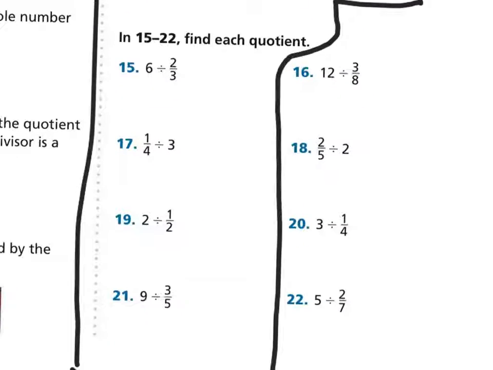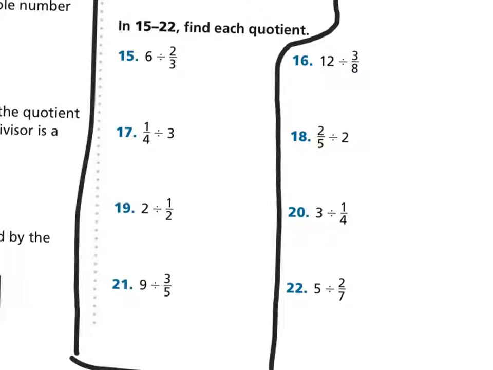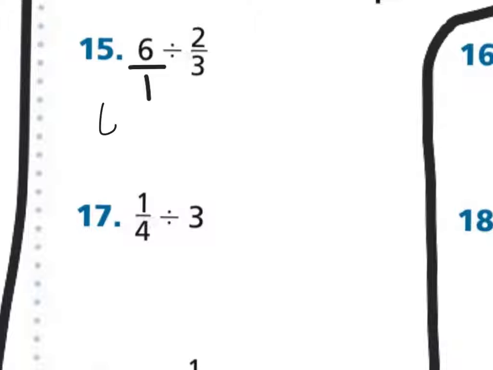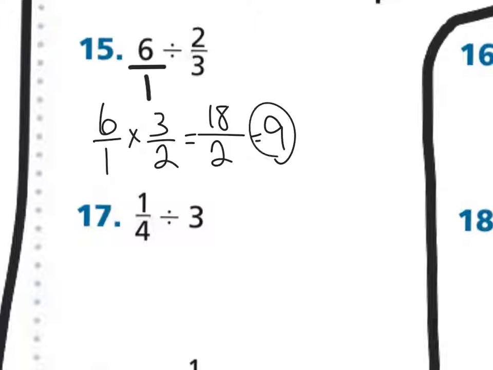So the next part, they're asking us to find these quotients. We're just going to do a few of these here. So on 15, first of all, the 6 we could put as 6/1. And then again, for dividing it's keep, change, reciprocal. So it's going to become 6/1 times 3/2. And we can just multiply straight across. 6 times 3 is 18. 1 times 2 is 2. And then 18 divided by 2 is 9. So 9 would be our answer for number 15.